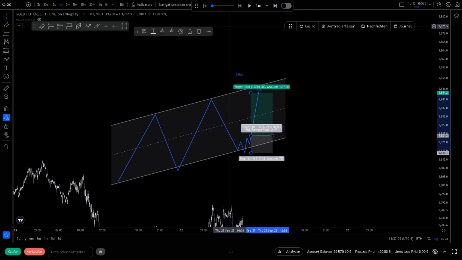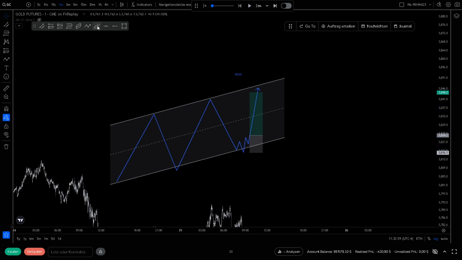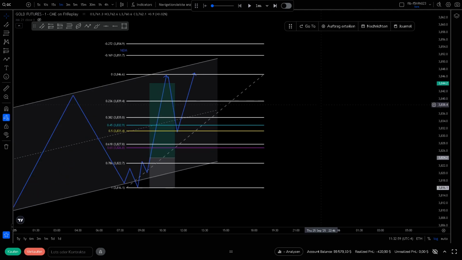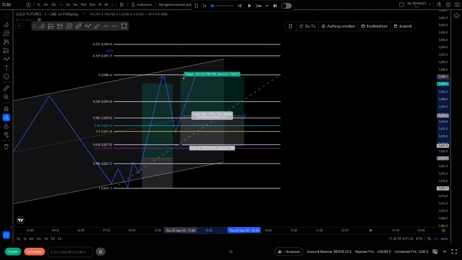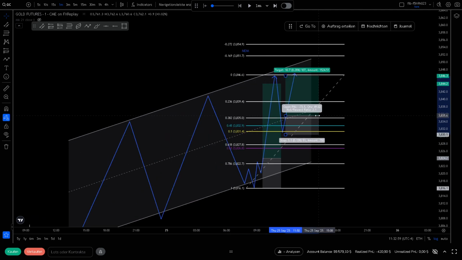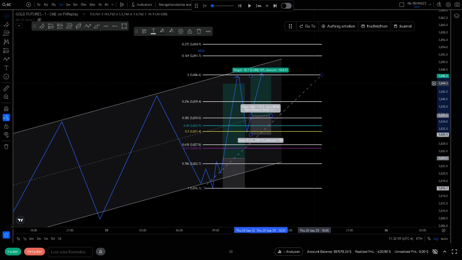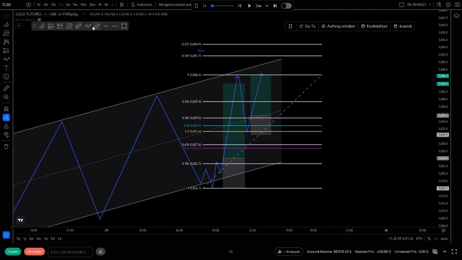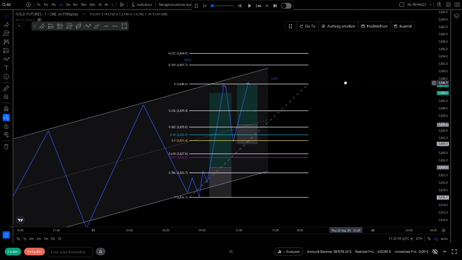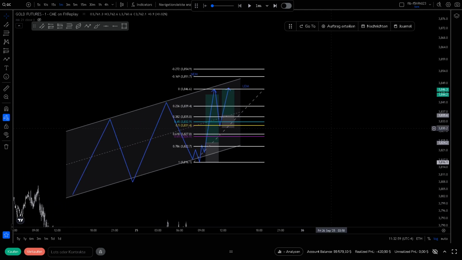So then we have the second entry model, that is, here we go below the 50%, then we go up here again, combined with a 50% retracement or whatever, could also be 60. This is called the LEM, late entry model. So these are these two models.